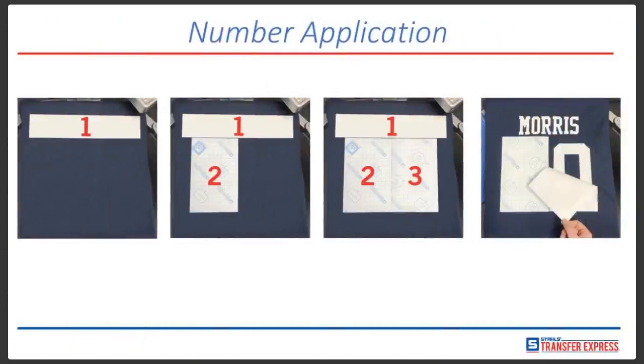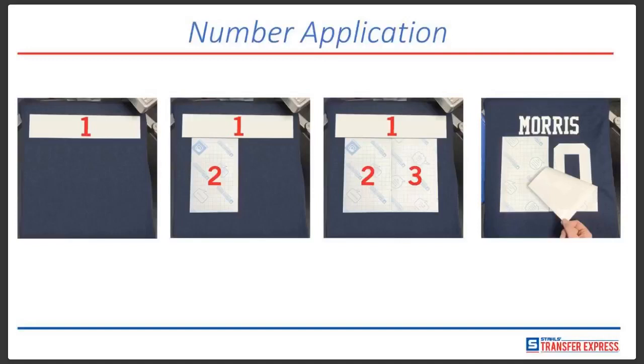So for the number application, it's a really simple process. If you want to be perfect, though, you can invest in a laser alignment system that we do sell for $330 at transferexpress.com. But to make it easy for you, when you order the names and the numbers, they come pre-aligned for you. They're already centered on that transfer carrier to make your life a lot easier. So you don't have to get out a ruler and do all kinds of measurements. You can literally just center it.